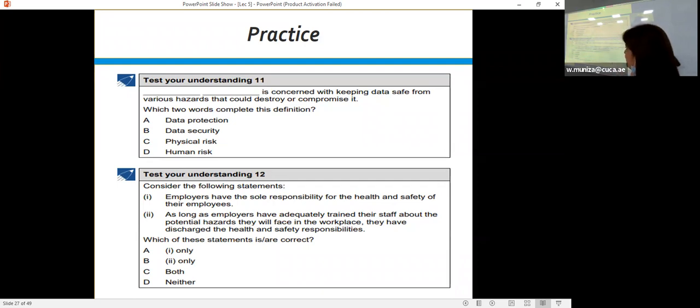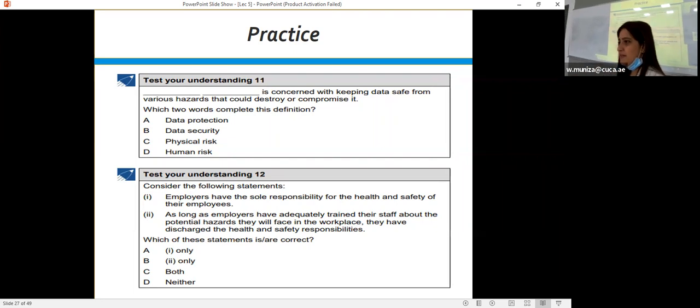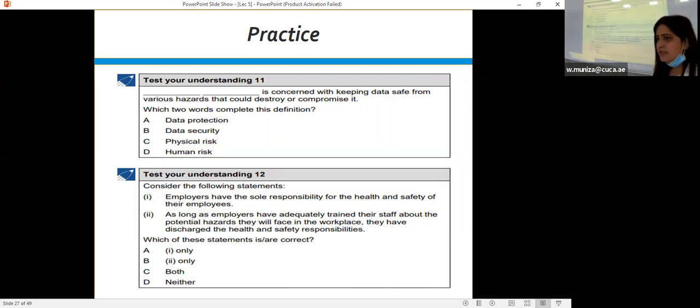Employers have the sole responsibility? No. Both parties have the responsibility. This statement is incorrect. As long as employers have adequately trained their staff about the potential hazards they will face in the workplace, they have discharged the health and safety responsibility. Is it? If they have provided the training to the employees for health and safety measures, is their responsibility finished? No. Their responsibility is still there. They have to provide safe working conditions. So both the statements seem to be incorrect. Cleared?